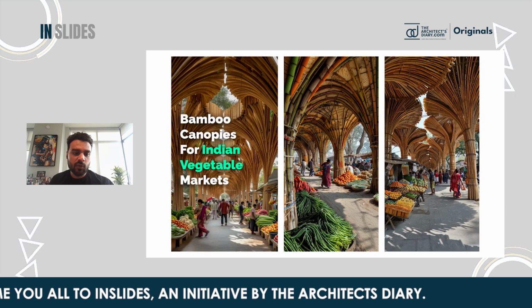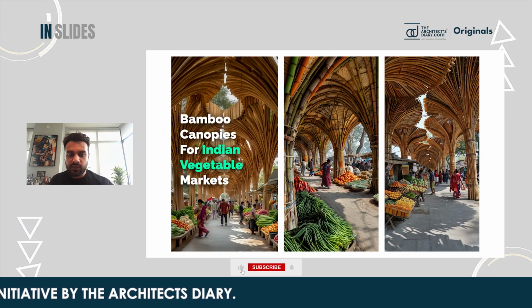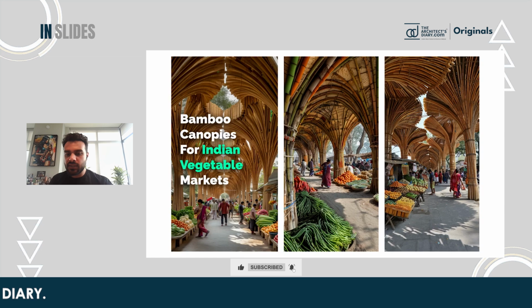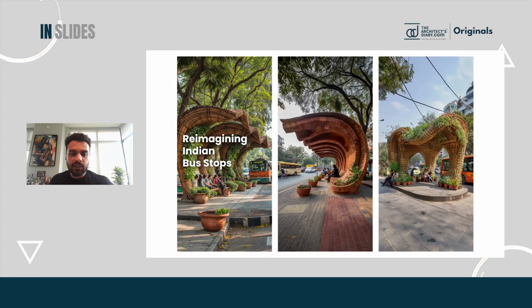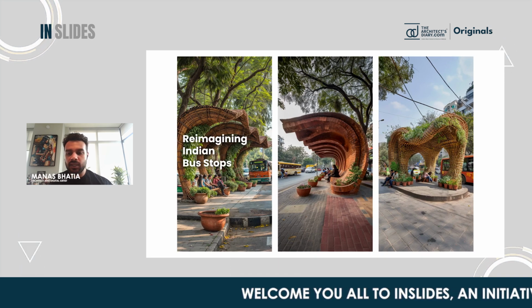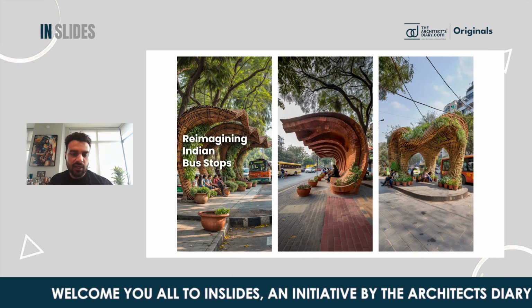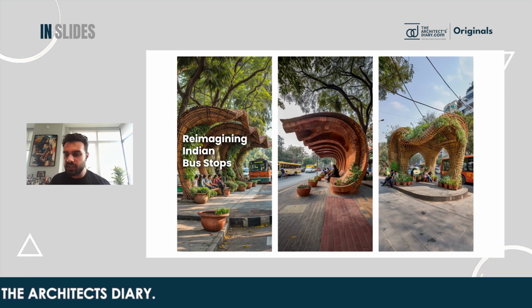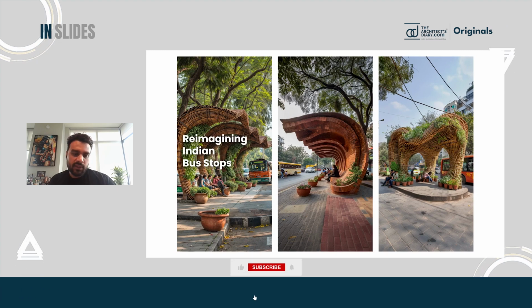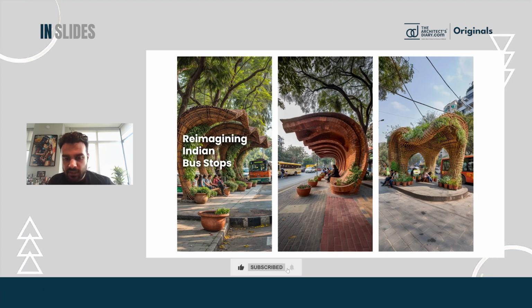So asking these kind of questions: what if we had bamboo canopies that covered Indian vegetable markets, so as to make these markets a landmark for the city and not just ignored and negative spaces? Then how would you reimagine the current bus stops that we have in India? As far as I know, in major cities they are still using those metal bus stops, and they definitely get heated up during the day, and also they are not very visually pleasing. So they are kind of ignored spaces again, I would say, in the city.